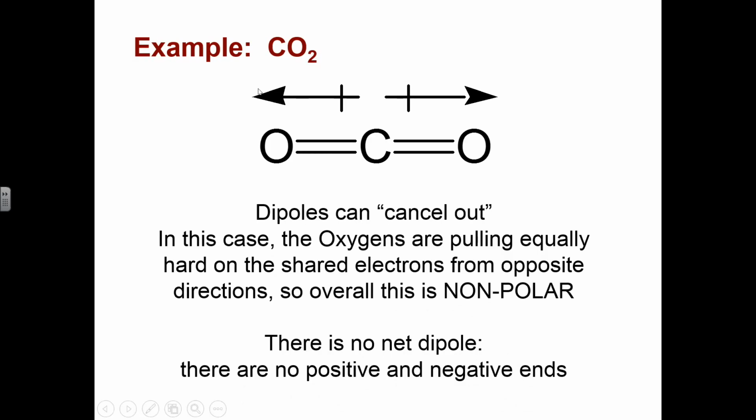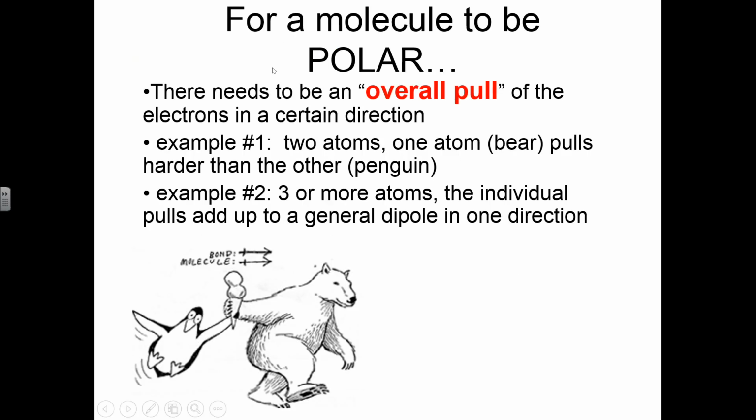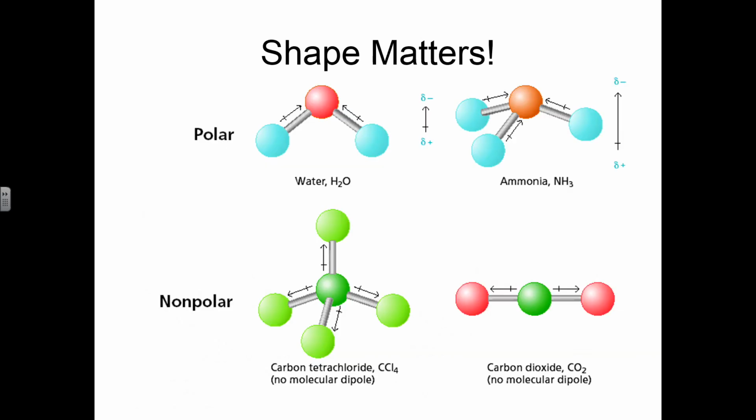So example, carbon dioxide. It's a linear molecule because there are no lone pairs on the central atom. One oxygen is pulling to the right, one is pulling to the left, equal and opposite, so this is nonpolar. Even though technically it looks like there would be polar bonds within it, they cancel out. There's no net charges. So for a molecule to be polar, there needs to be an overall pull of the electrons. And shape really matters when you're trying to figure this out. That's why we've spent so much time talking about shape.